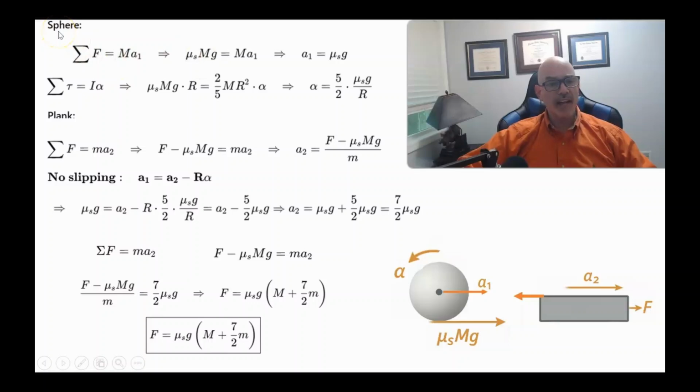Now I'm going to set up Newton's second law for the sphere. Net force equals mass times the acceleration of the sphere. The net force acting on the sphere is just the force of friction, mu s times the normal force, mg. And this tells us that A1, the acceleration of the sphere, is equal to mu s times g, where mu s is the coefficient of static friction.